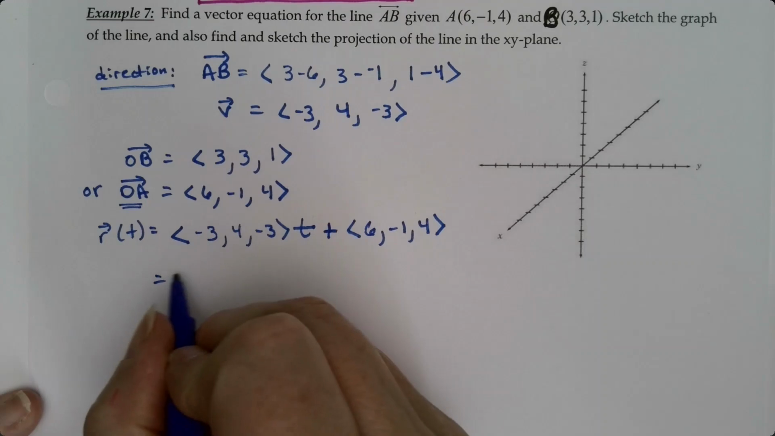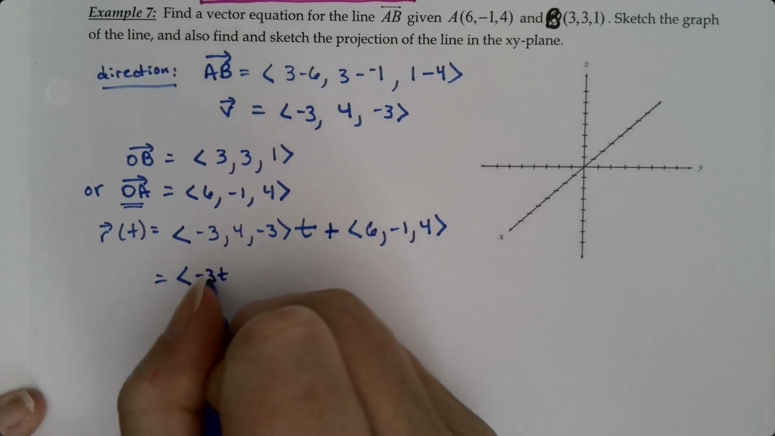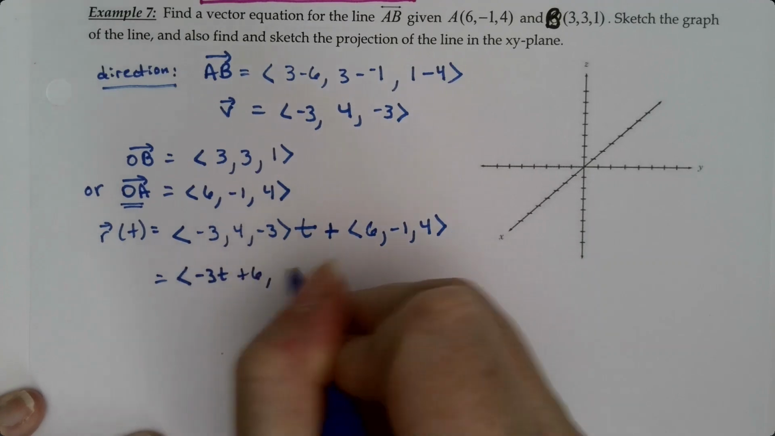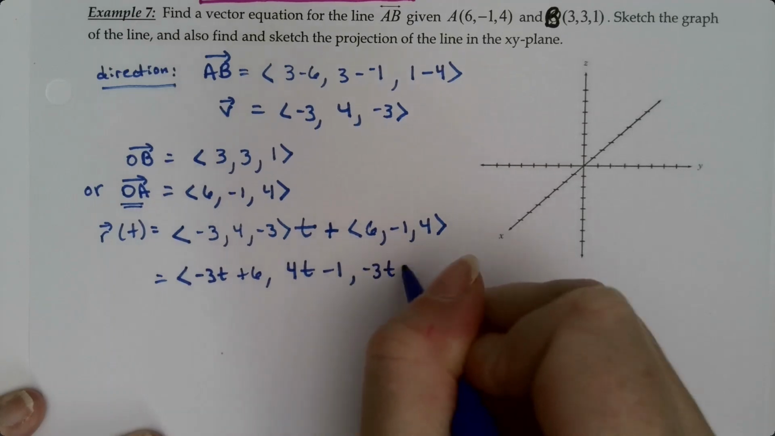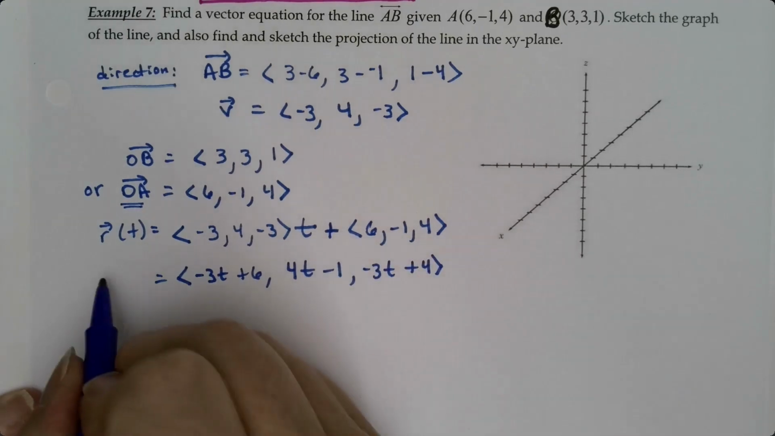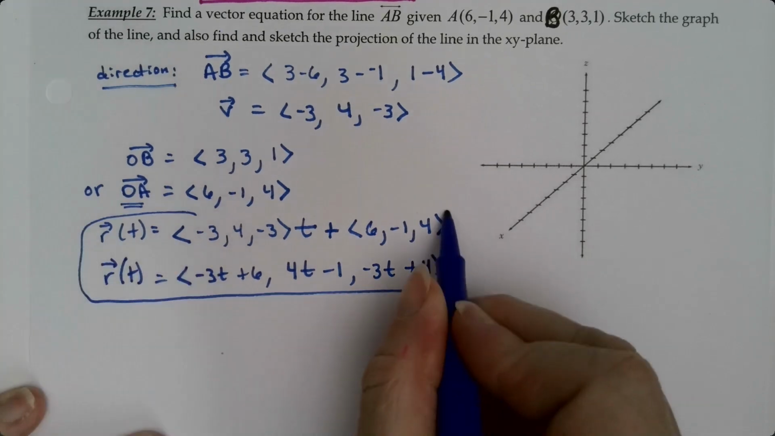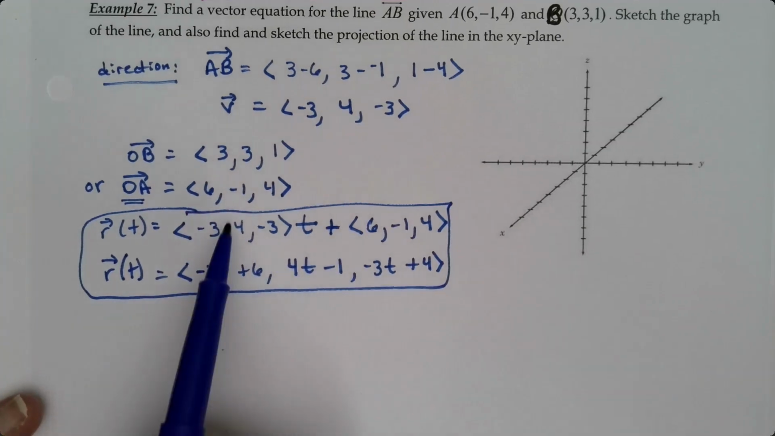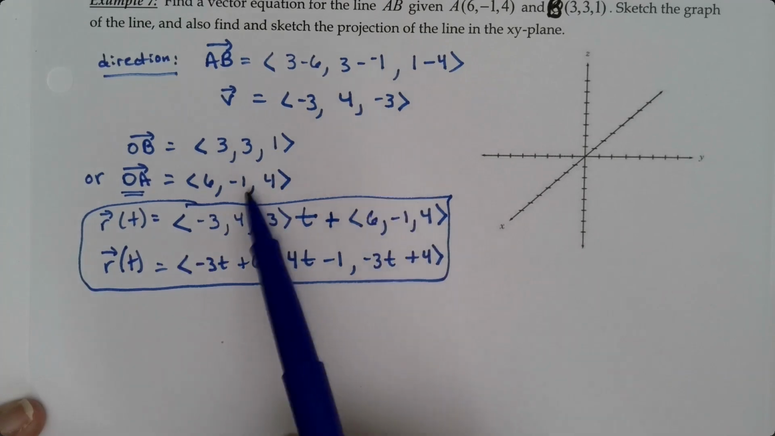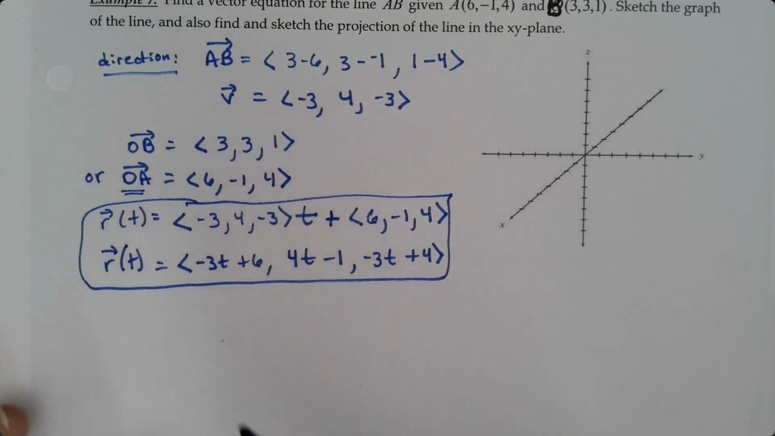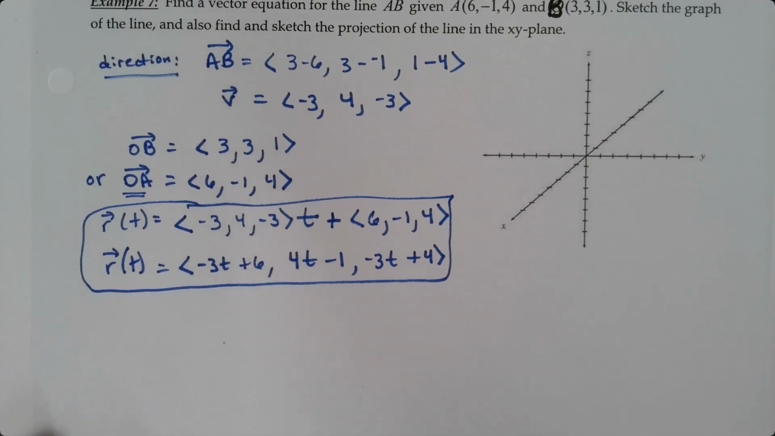This is perfectly fine to write it that way, but it's not the most common way we write it. So (-3t + 6, 4t - 1, -3t + 4). Either one of those is fine. And again, it's not the only way you could do it. You could use that direction with the other point, or you could go the other direction and then use either of those points. There's always 4 ways to do these. So you just pick one, because it's not specifying which one you have to do. So they all would work.